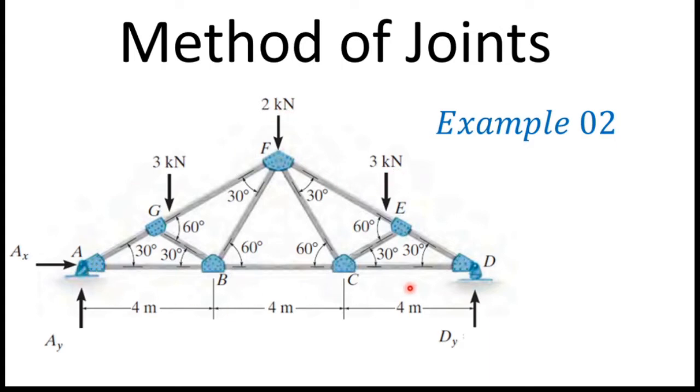And there are 2 supports at A and D. At A there is a pin support, and at D there is a rocker support. When we have a pin support, we usually mark 2 reaction components, which are a horizontal force component and a vertical force component. At the rocker support, we usually mark one support reaction, which is a vertical force reaction. So this is a truss. So we'll see how to analyze this truss using method of joints.